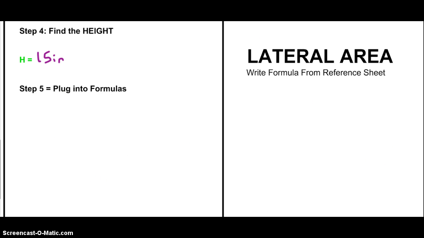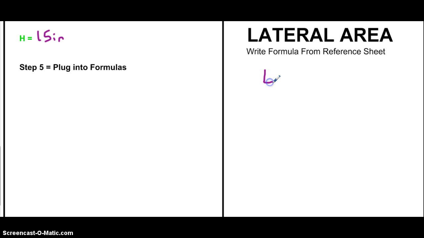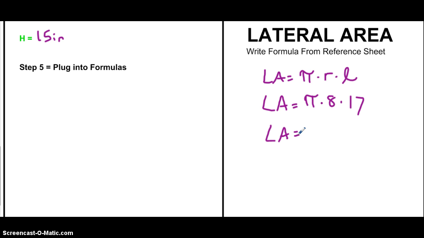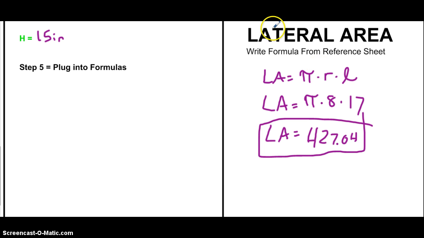All right, next, lateral area. We're just going to first look up the formula. We find out that the lateral area is equal to pi times the radius times the lateral length. So our lateral area is pi times 8 times the lateral length, which is 17. We put this into the calculator, and 3.14 times 8 times 17 gives us 427.04. And that is that.